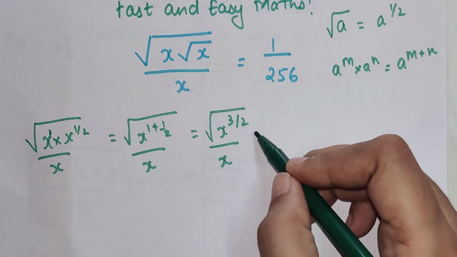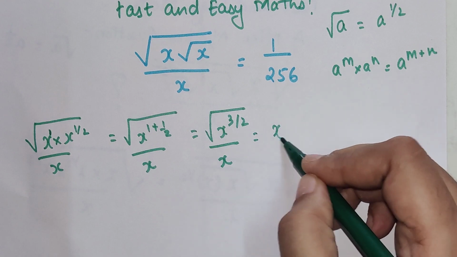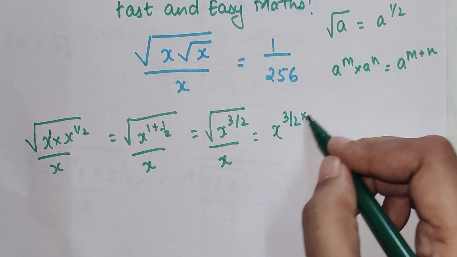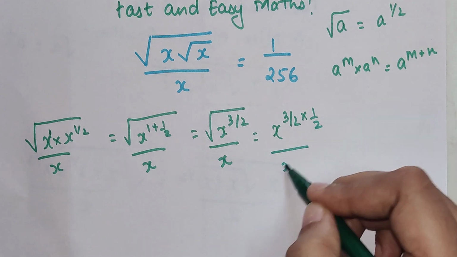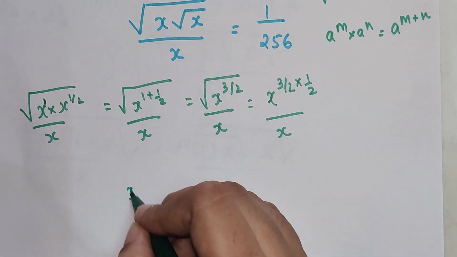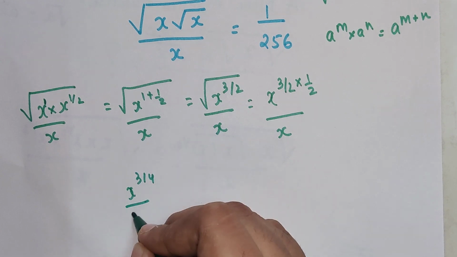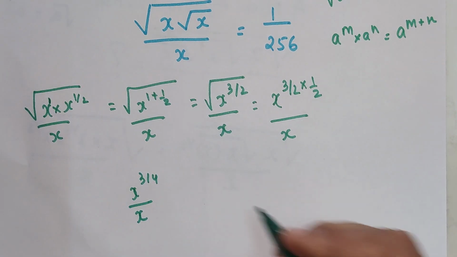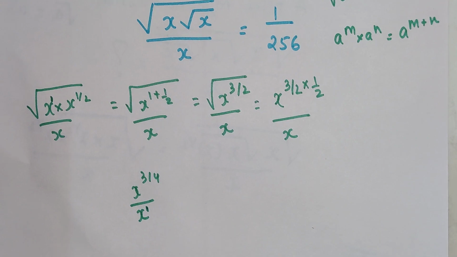Now this root, if I want to write it in the form of index, will become x raised to 3 by 2 into 1 by 2 upon x. So now this can be written as x raised to 3 by 4 upon x. Now also look over here, we have the index of 1.